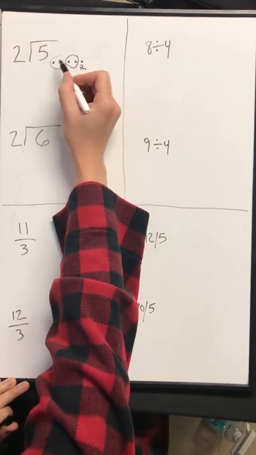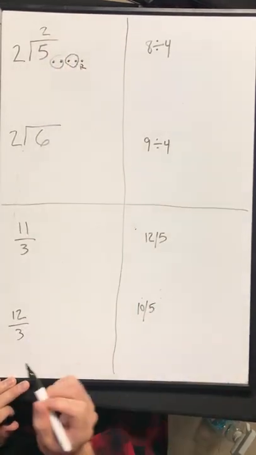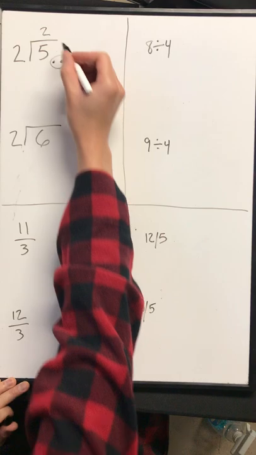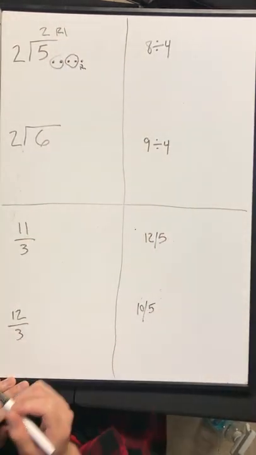So I got 2 groups that are circled, 1, 2. So I'm gonna write the 2 up here. And then I'm gonna write my remainder right here. And I got 1 dot left, so it's gonna be a remainder 1.